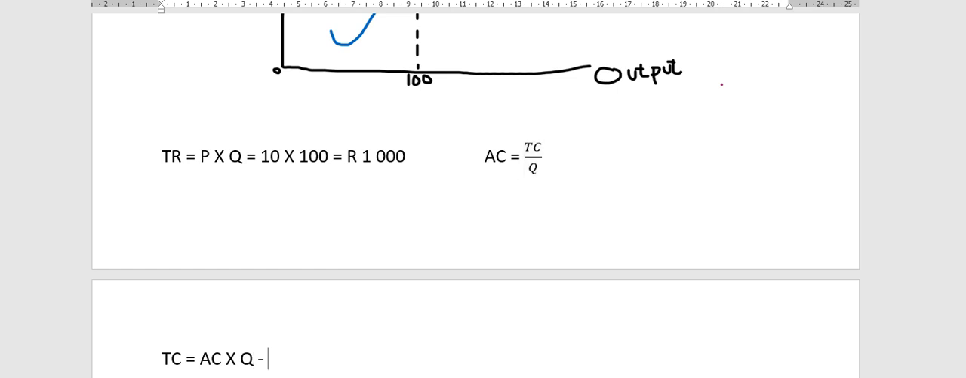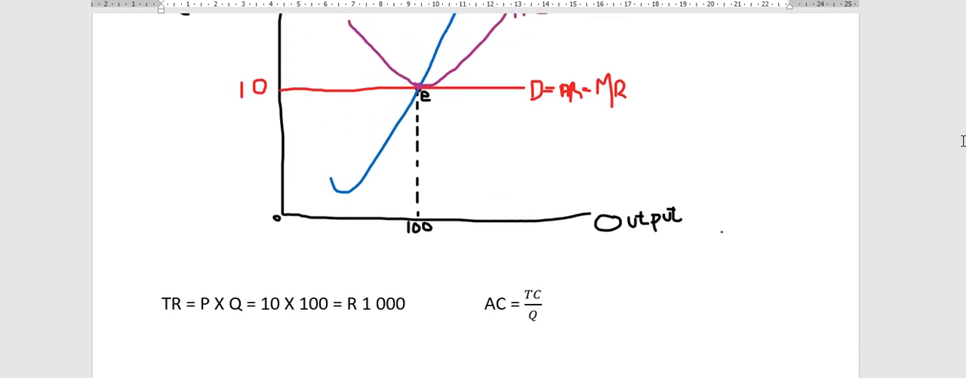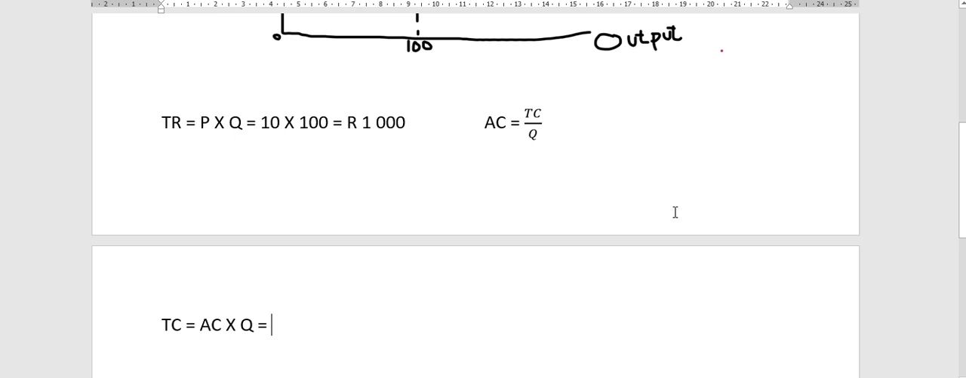All right, so again, I said in the graph above, there's my profit maximization point. The purple graph was my average cost graph. So at profit maximization point, there is my purple graph there. The value is 10 Rand. My output level at this point is 100. Remember, everything is based on profit maximization point. So you will see that also my total cost is 1,000 Rand.